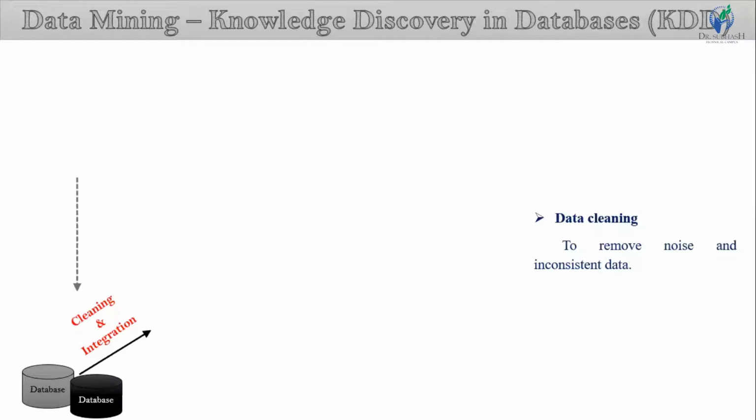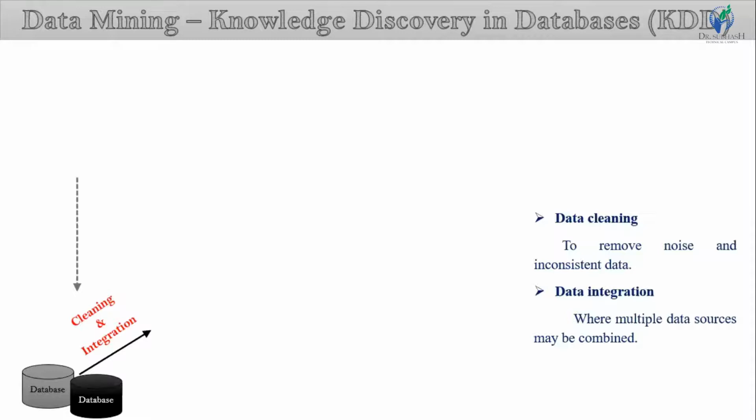In simple words, data integration is where multiple data sources may be combined. Data integration is a data processing technique that involves combining data from multiple heterogeneous data sources into a coherent data store and provides a unified view of the data. These sources may include multiple data cubes, databases, or flat files.